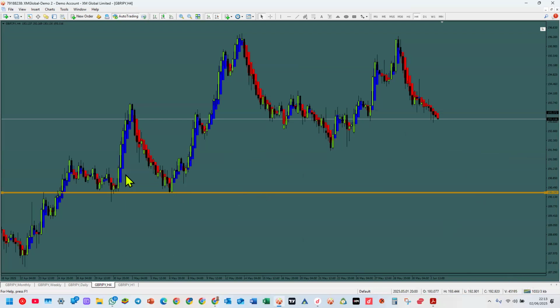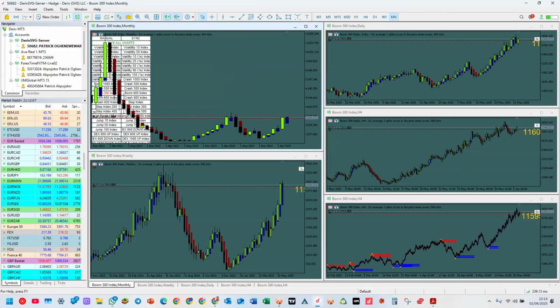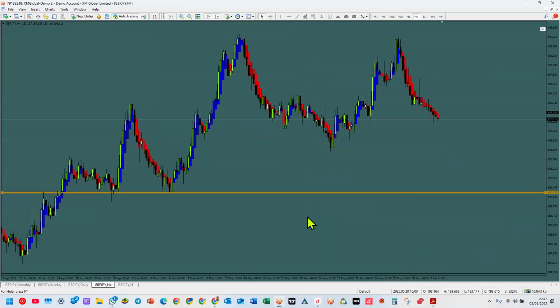Okay, as a trader, you need to anticipate all these opportunities. You need to look at the market and be able to say, oh, the market will most likely do this or not.